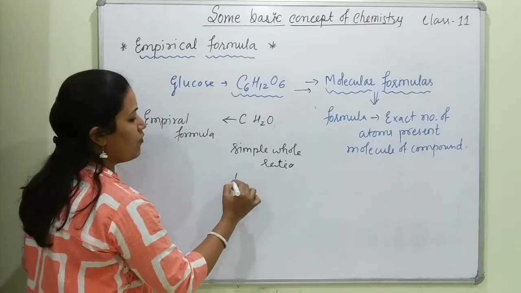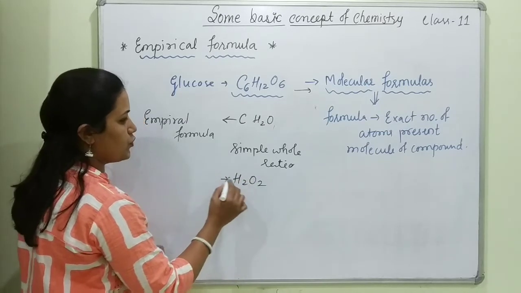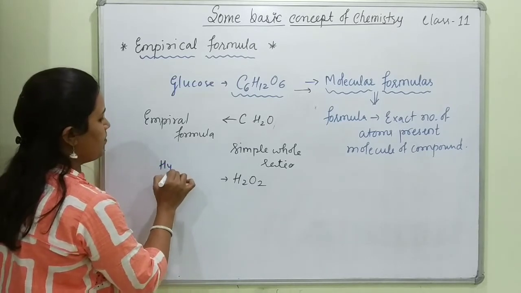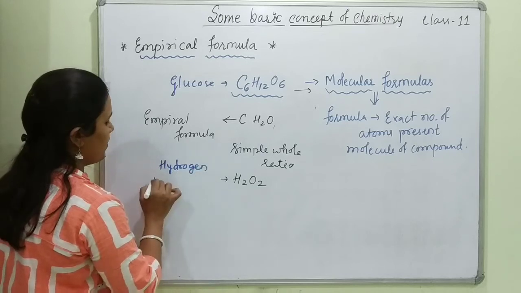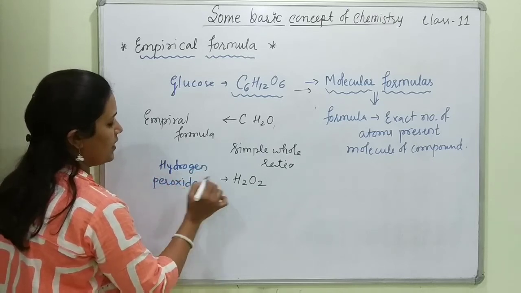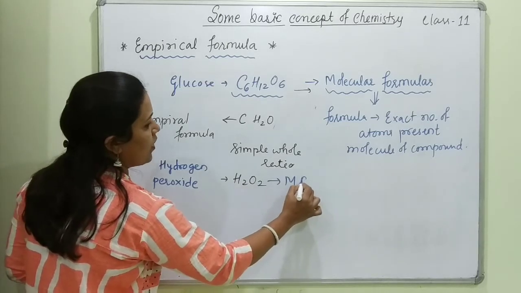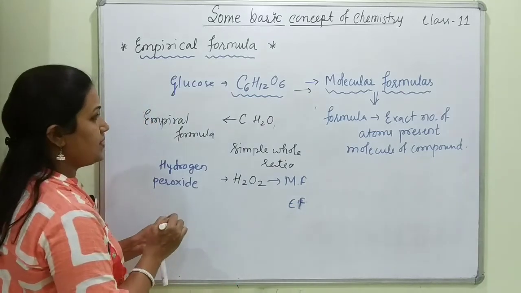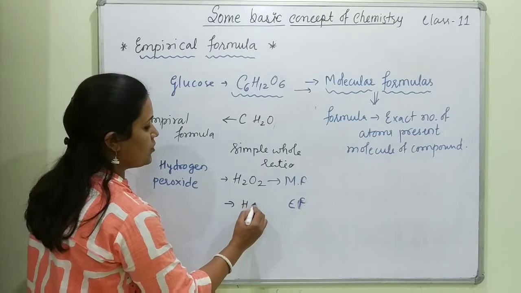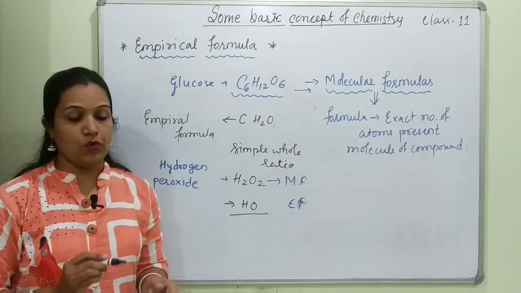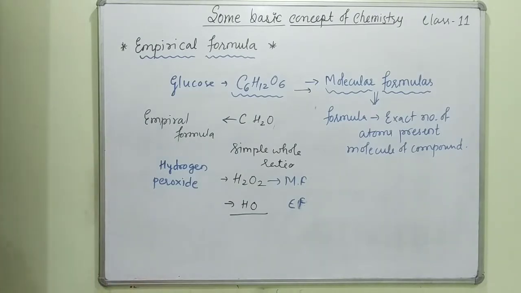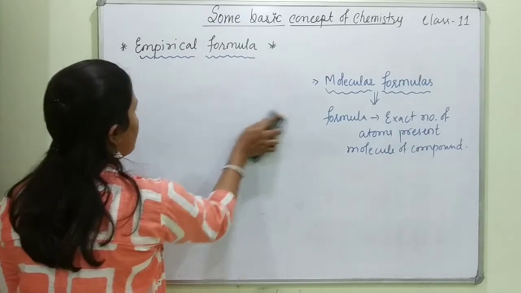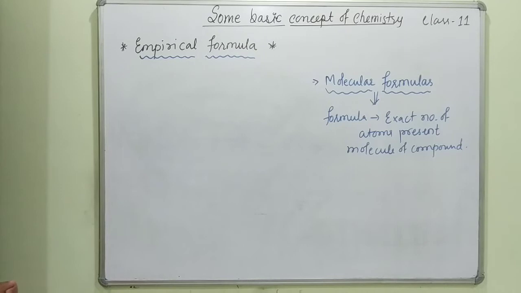Similarly, we can take the example of H2O2, which is hydrogen peroxide. This is its molecular formula. So what would be the empirical formula? Empirical formula means the simplest whole number ratio, and that would be HO. In this way we can define what empirical formula is. Let me write the definition. I hope you all understood after observing the examples.